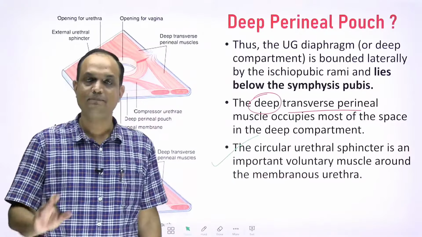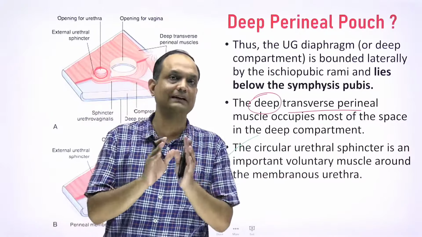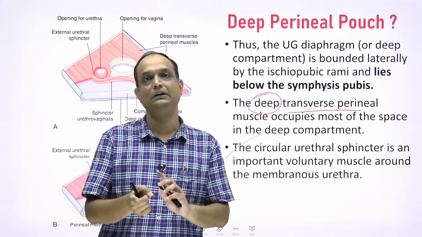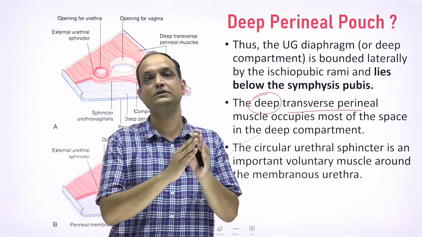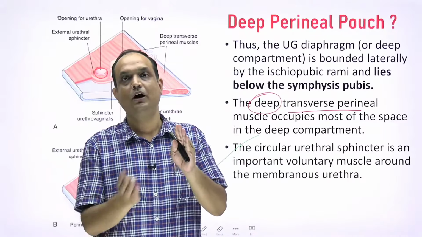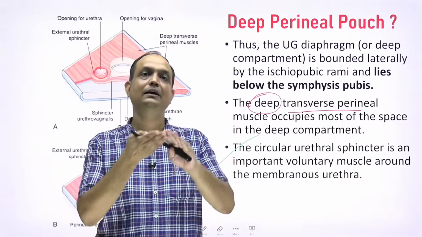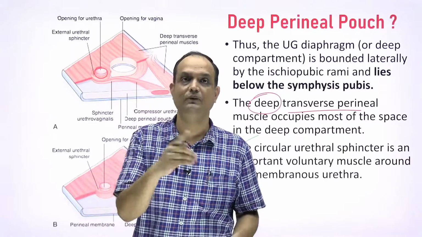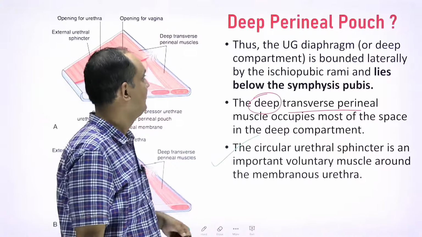Clear? So now, the basic concept you have to understand is what the superficial pouch and deep pouch are. The superficial pouch is below the diaphragm, or below the perineal membrane, and the deep pouch is nothing but the urogenital diaphragm itself.